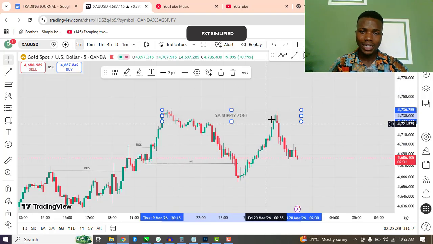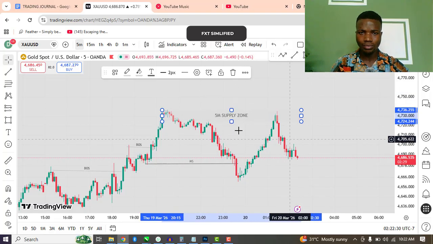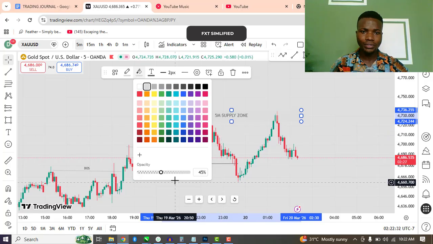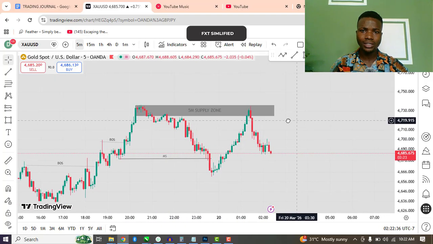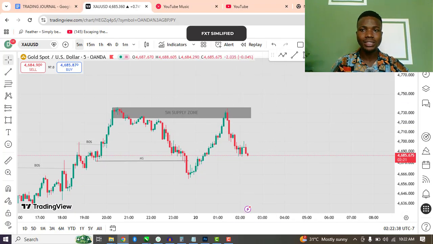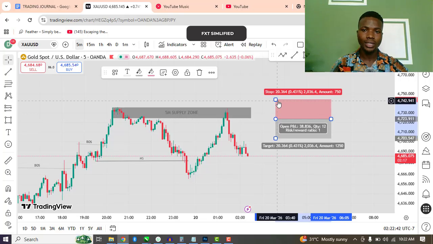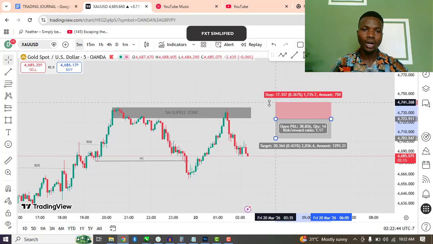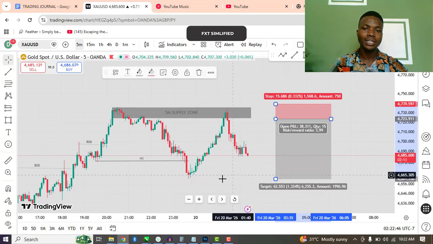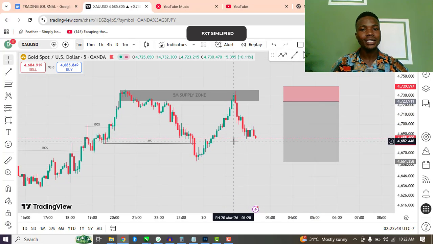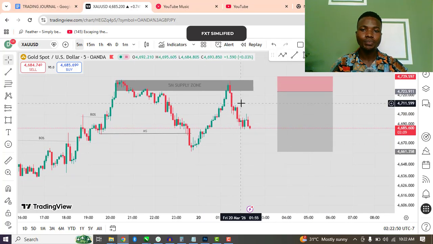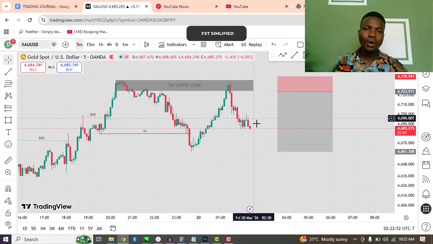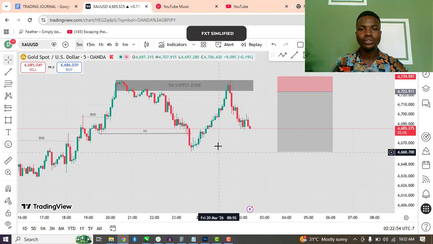Now price has actually retested this supply zone, isn't it? So since price has retested that zone, this is the point at which I am supposed to have entered this trade and placed my stop loss above here and targeted the next level. But right now, price has already moved a little bit to the downside. So what am I going to do?